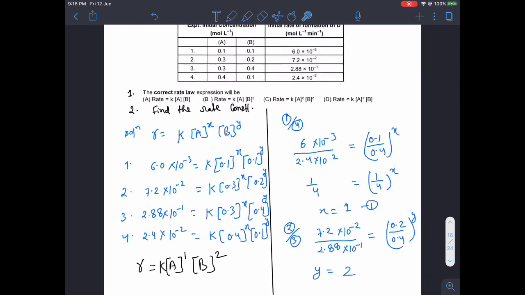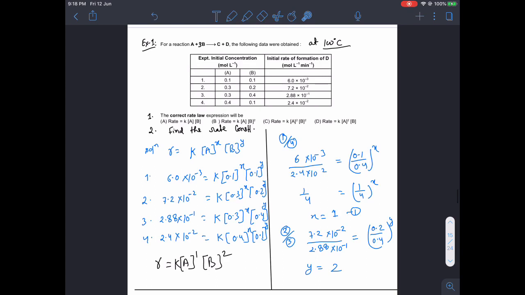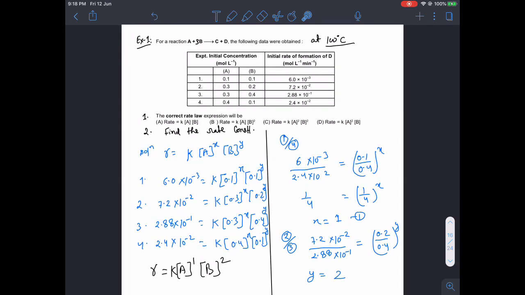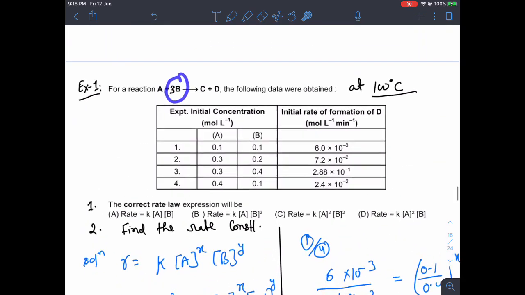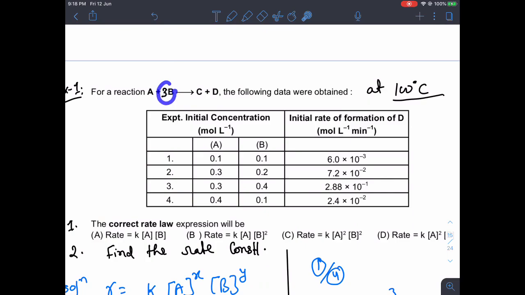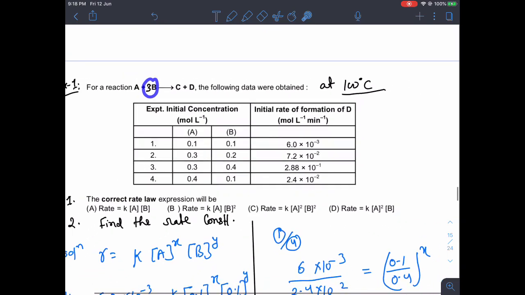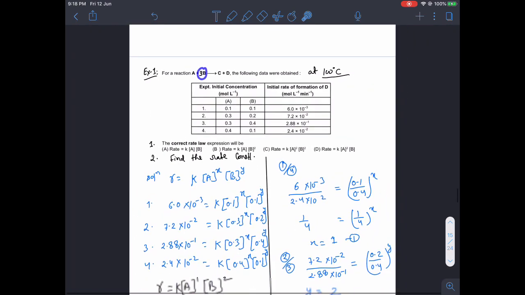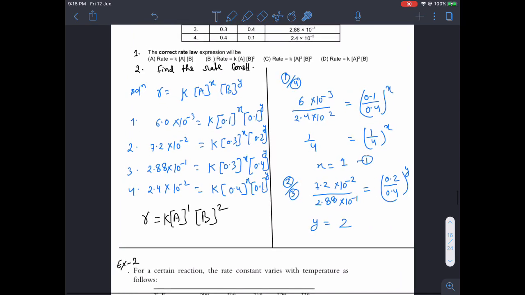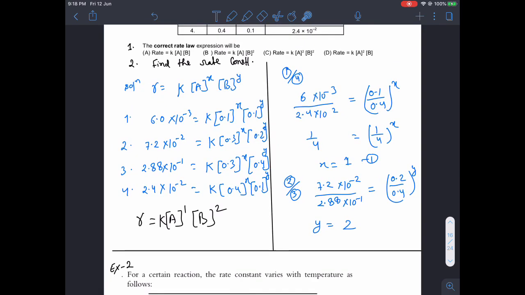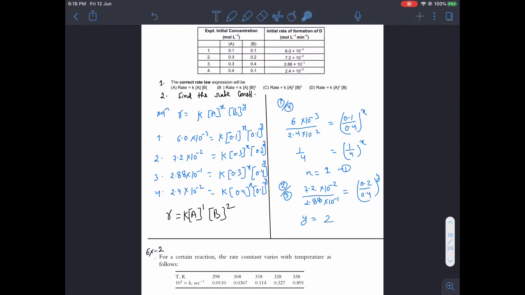As you can see very carefully, right now you will understand why I changed the coefficient of B. Now if you look here, the order of B is coming out to be 2, but if you look at the stoichiometry, how much is it? It is 3. So is it equal to the stoichiometric coefficient? Of course not, right? So this is how we calculate the rate through experiment.